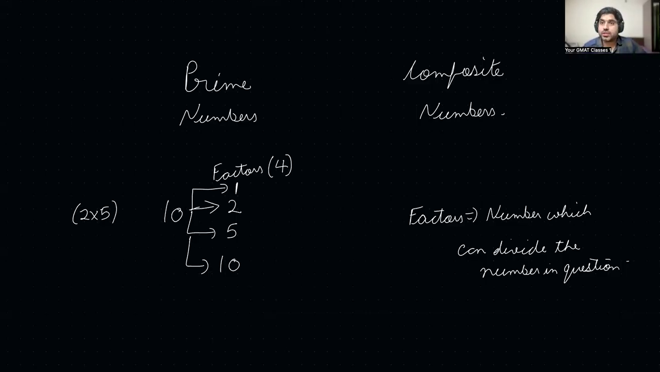This is what a factor means. Factor is a number which can divide the number in question. Divide means when we are dividing with it, the remainder is zero. So I'll try to go as basic as possible.